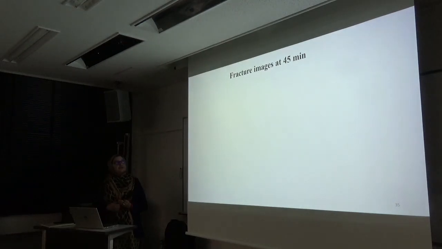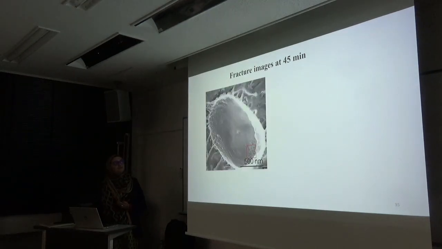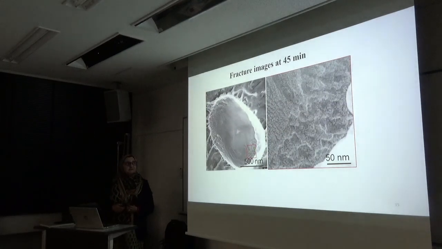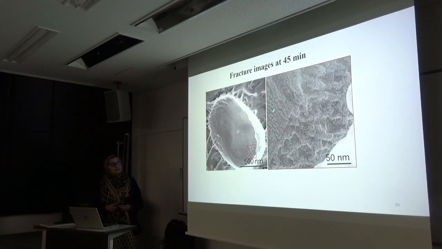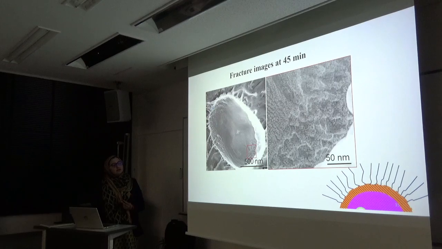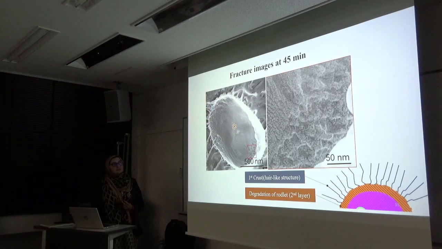Next, I observe the fractured image of the spore. This is the fractured image of the germinating spore at 45 minutes. Note that I have already added the germinating buffer inside. I could see some fractured cells with these pore-like structures. This means that the coat layer is degrading. That's the result of the germination. So at 45 minutes I could see the crust-like hair structure, and also the degradation of the rodlet layer.